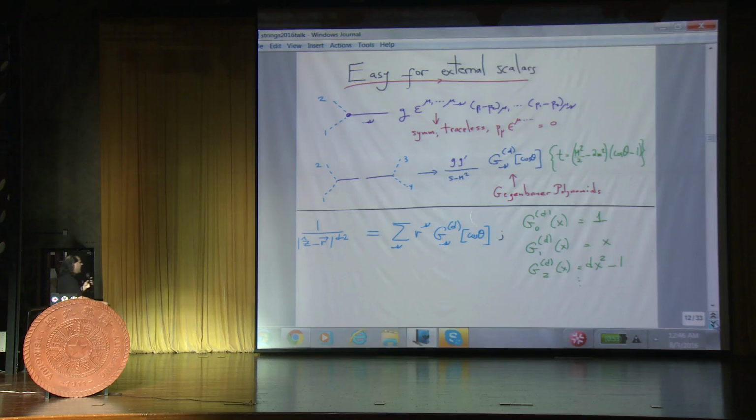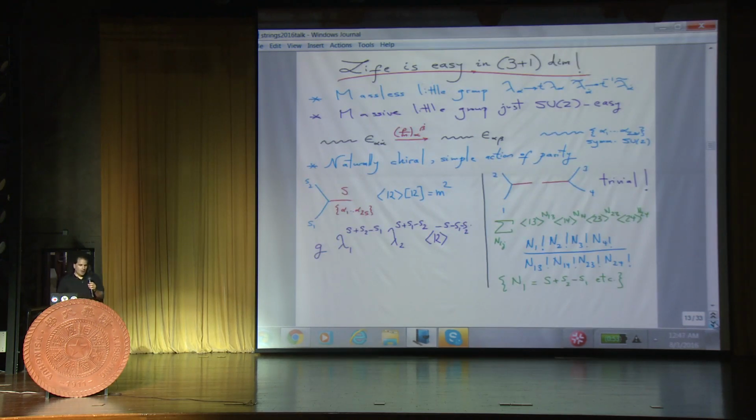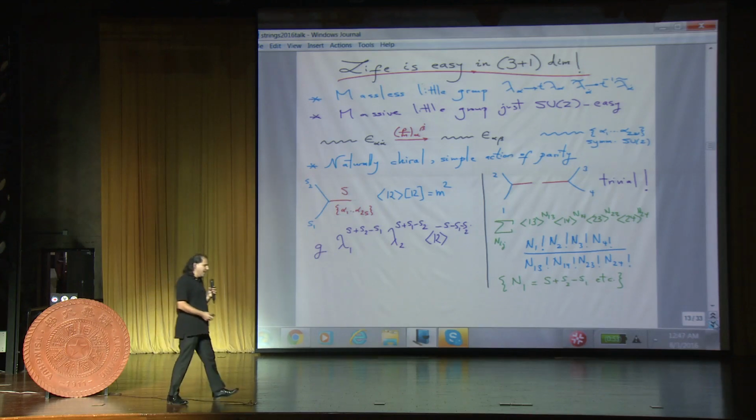Here's just a reminder of what the Gegenbauer polynomials are. They're just the orthogonal polynomials on a sphere in any number of spatial dimensions, and there's concretely how they're given as a generating function. Here's the first few of them: a 1 for a scalar, cosine theta for spin 1. This is the first place where the dimensionality comes in: d times cos squared theta minus 1 for spin 2, and so on.